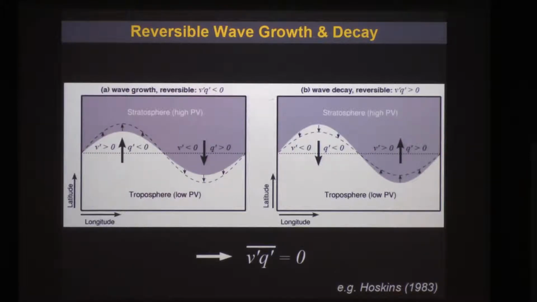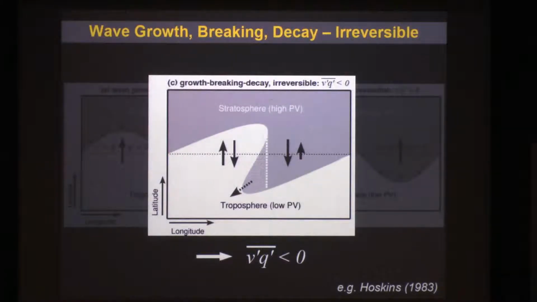And if this is all reversible, as I've drawn it in this case, I average in time, and I get 0 PV flux. Okay? So if all I have is a wave growing and decaying, I have no net PV flux from that. What needs to happen is something irreversible, like a wave breaking kind of situation, which I've showed in the animation before. We have overturning contours of PV.